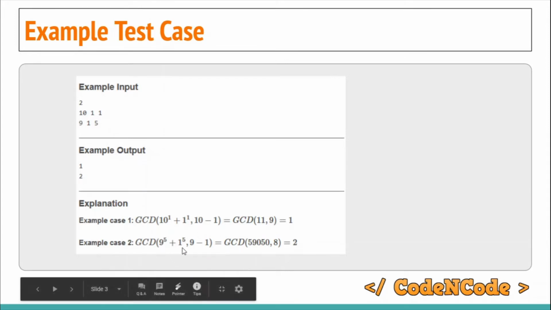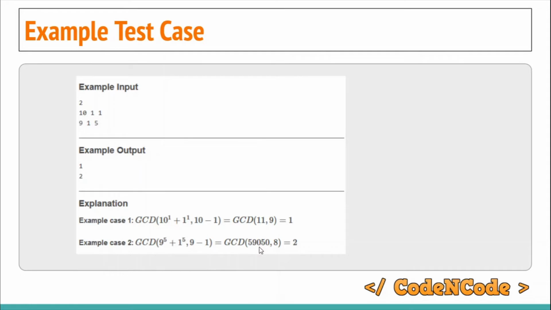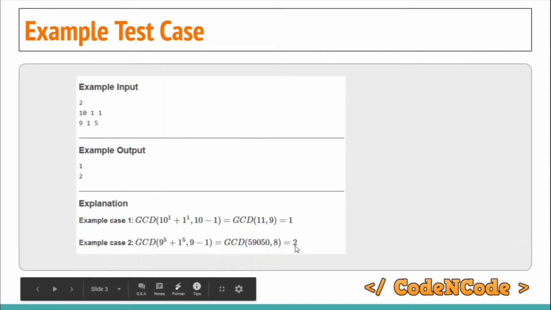For the second test case, we have a, b as 9 and 1 and n is 5. So the first number would become 9 raised to power 5 plus 1 raised to power 5 and the second number would become 9 minus 1. You see the first number becomes very large, it's 59,050, and the second number is 8. GCD of both of them is 2.